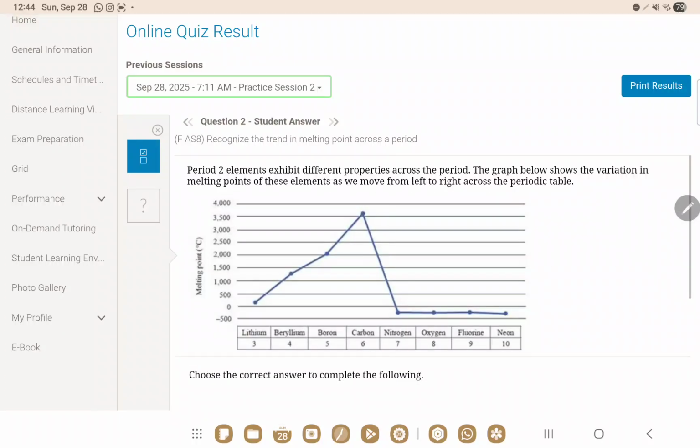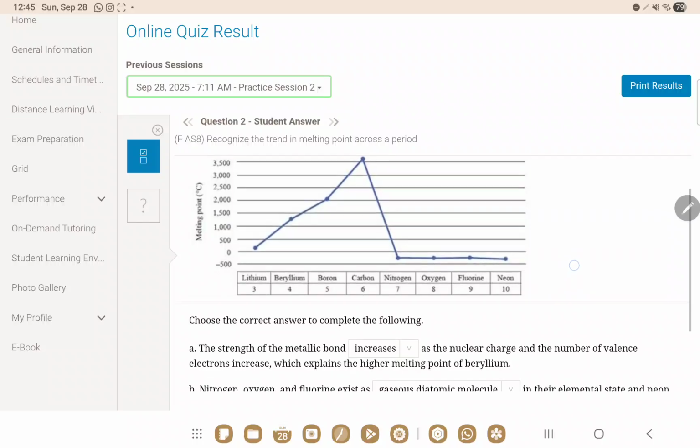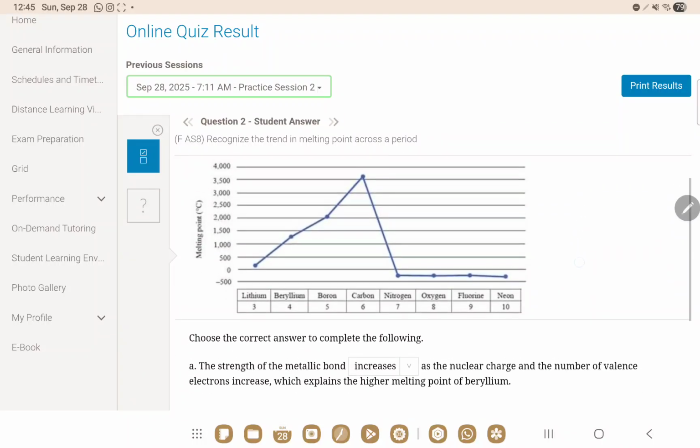And now this question is telling us about melting points. So basically just read the graph and answer. The strength of the metallic bond increases as the nuclear charge and number of valence electrons increases, which explains the higher melting point of beryllium. Beryllium has a high melting point, relatively. So it's because when your nuclear charge increases, your metallic bond increases, and it's also because of Be2+. That's another reason why it's increased.